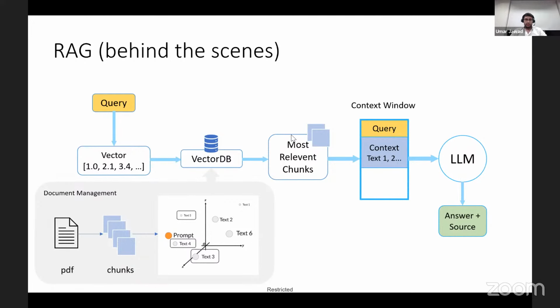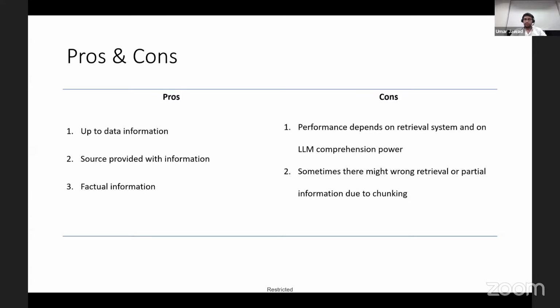So there are some pros and cons to doing this retrieval augmented generation. The pros are pretty obvious. You get up-to-date information, you can get the sources with the information, and you can trust that the information is factual. But there are some cons as well. The retrieval system or the vector database that you're using might not be as good. There are issues with performance. It might not retrieve the right chunks that you're looking for, or sometimes it might not retrieve anything.